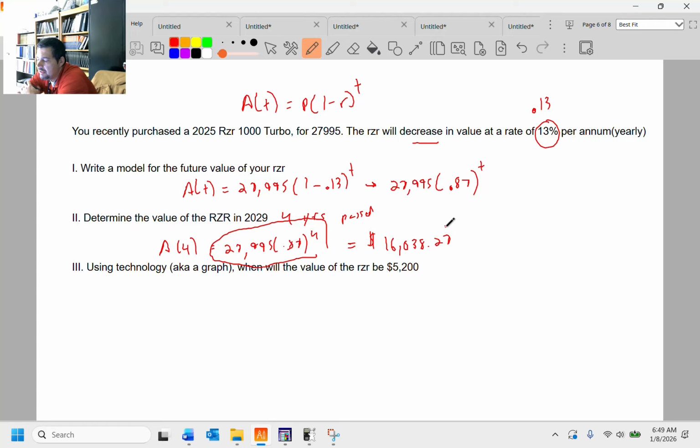All right, using technology, aka a graph, when will the value of the razor be $5,200? Now, this is the goal to get to. This is the amount after time passes. So it's going to go here, right there.